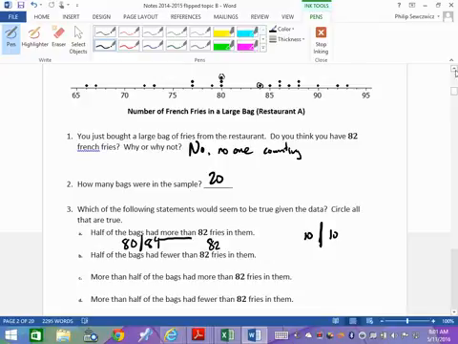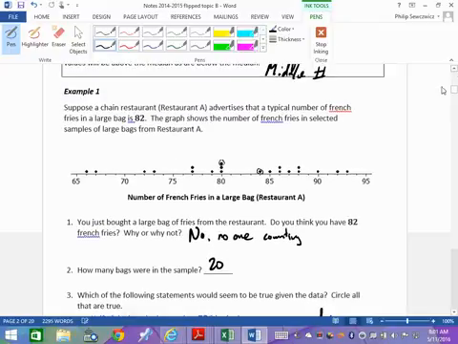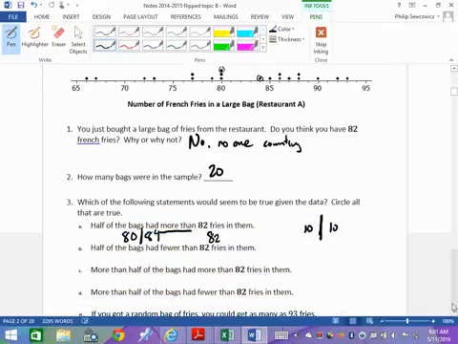Wait a second, did they give me that information up somewhere? Yeah, so typical makes sense, because that is what the median is of the data they've used. So, half the bags had more than 82 fries. Well, yes, half the bags did, because our 82, which is our median, has 10 to one side and 10 to the other. So half the bags had fewer than 82 fries. Yes, that is true.